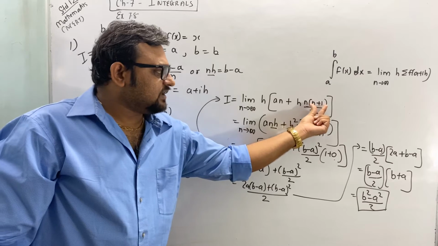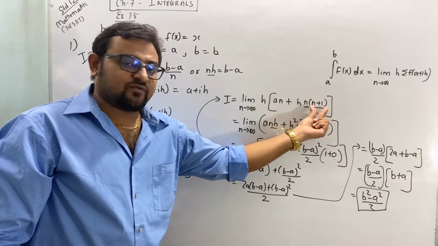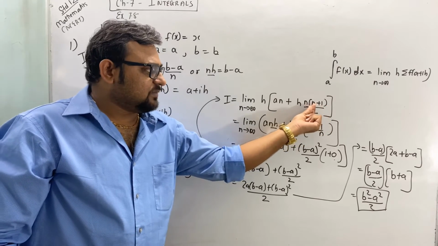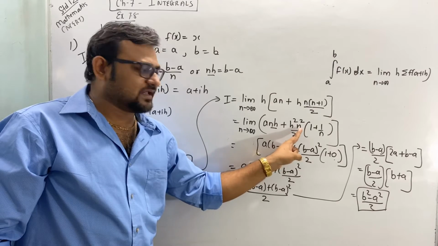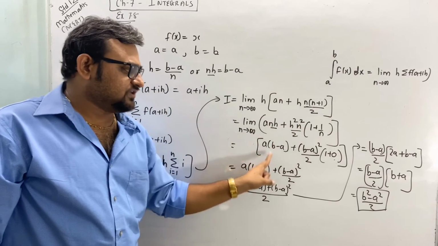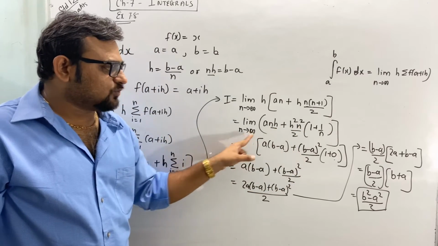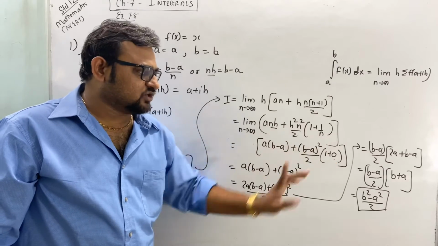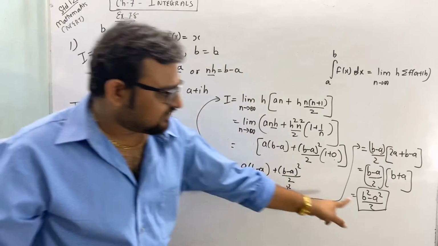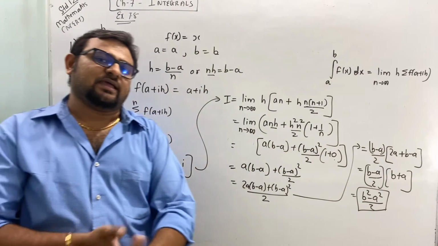Okay, now what I did, I'm taking common here. See, this step we will be using in the next sums also. So I'm taking n common here, so it's h square n square. Now I put the value of nh. And also I remove the limit, so put the value of n as infinity, so it's 0. And then solving it, finally I got (b square minus a square) by 2.